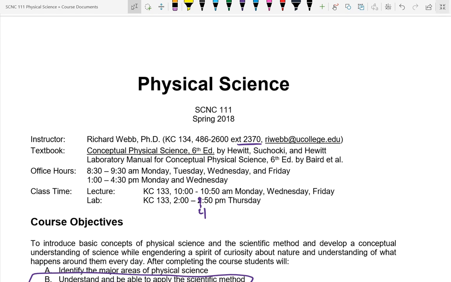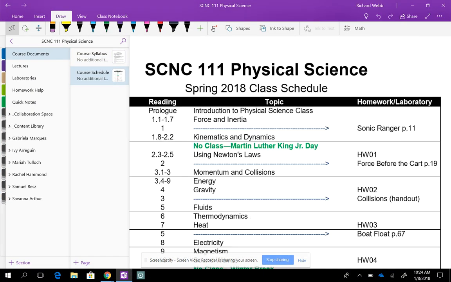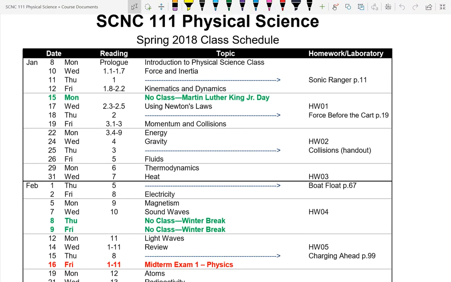Okay, then I am going to go to the schedule just to make sure we understand how to read this schedule. So here is the schedule for the class. So today is, in theory, coming from the prologue of the textbook. We'll get there in 5 minutes or so. It's an introduction to the class. Before you come to class, it would be best if you had read the prologue.